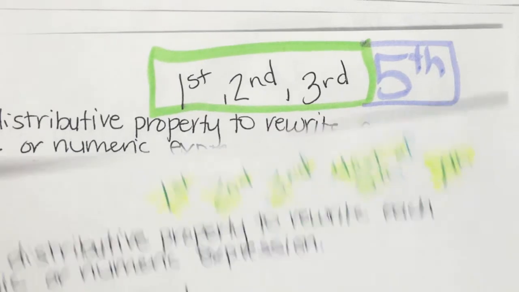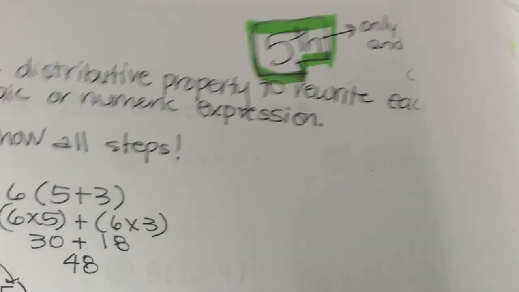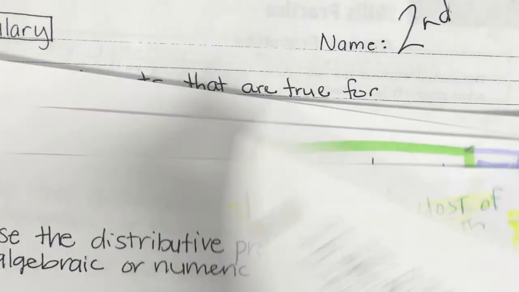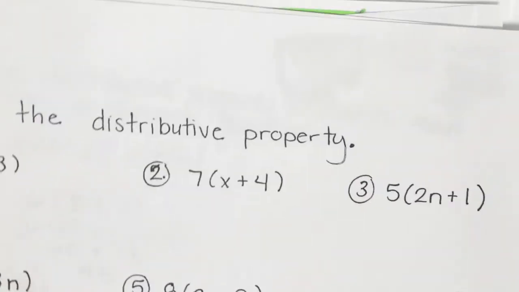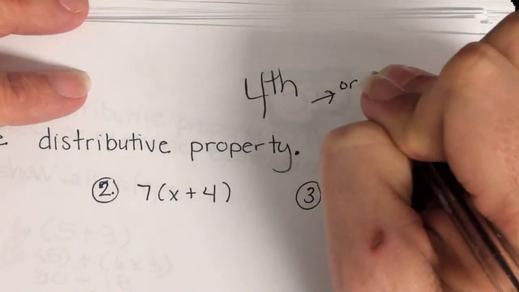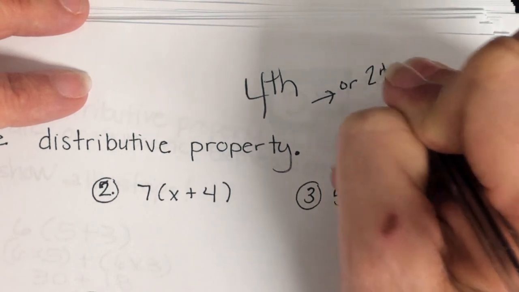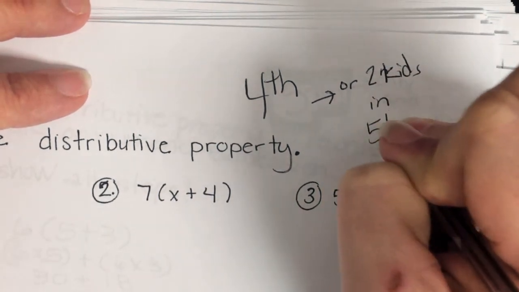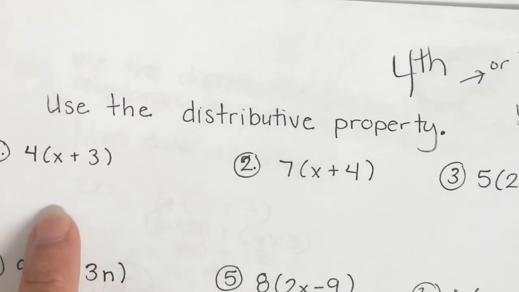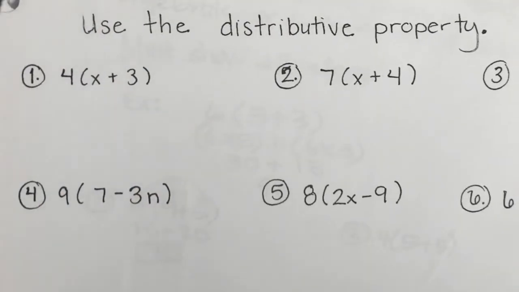If you are in fourth, or the 2 kids in fifth who got the other one, you have this one. So this is fourth, or 2 kids in fifth. Guys, you should still be working on this. Then you would have this worksheet. And these just had a drop of a challenge.